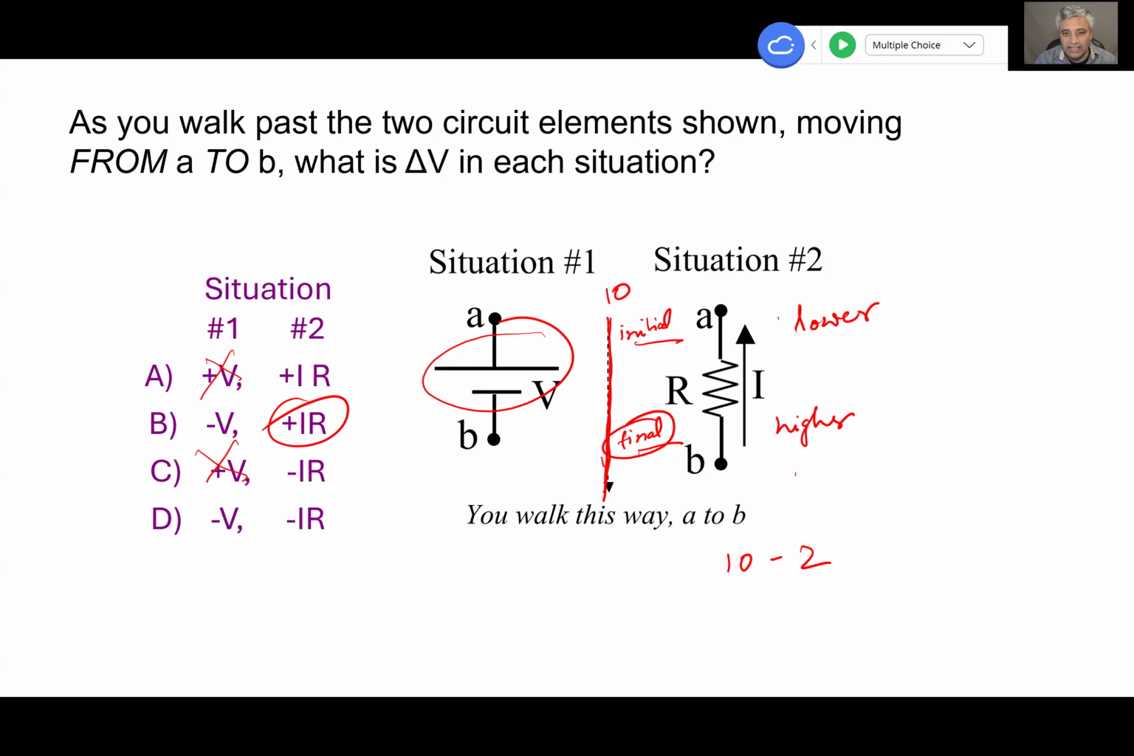Is there anything you would like to ask here, especially because a lot of you made a mistake? What is the problem? So where is initial, where is final, where is higher, where is lower, right? So that gives you the change. It changes positive or negative. So you need to pay attention to that. Okay.